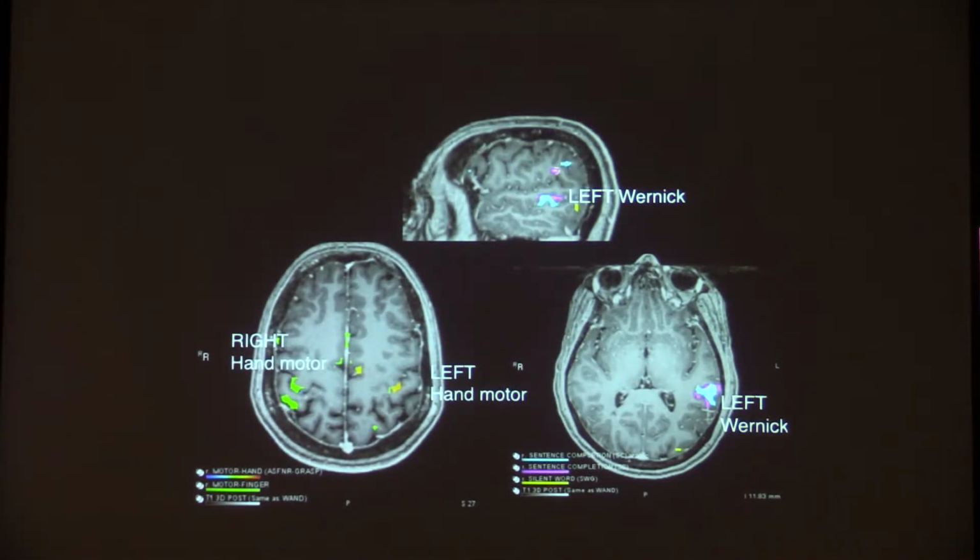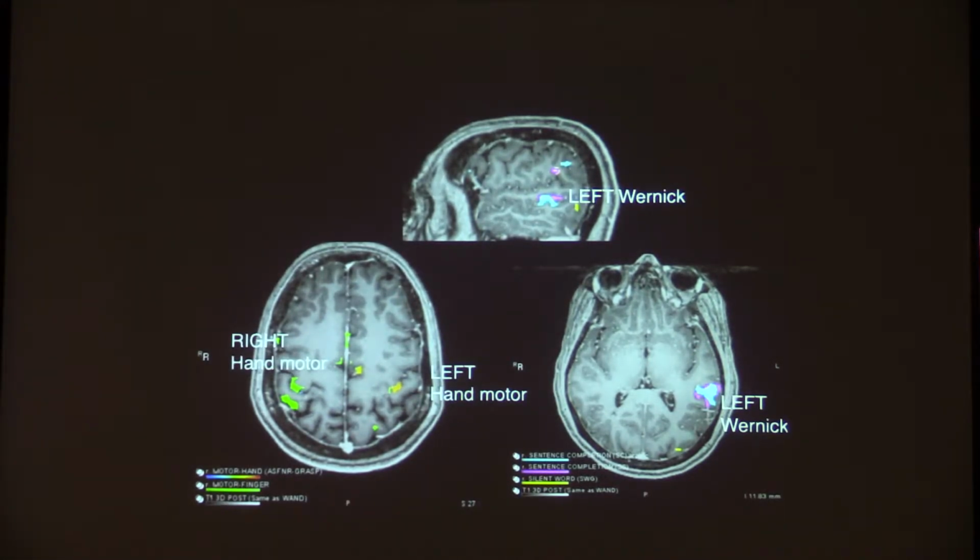And we did a hand motor task just to make sure we knew where our motor cortex is. It's more valuable when you have variant anatomy, which can happen too, and then you can't really tell your landmarks of your motor cortex. In this case, it was pretty easy, but they wanted to have it anyway. So the right hand motor activation in green, as expected, and then the left hand motor as well.